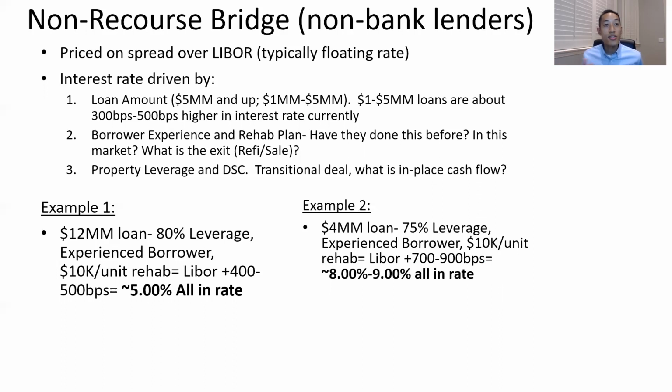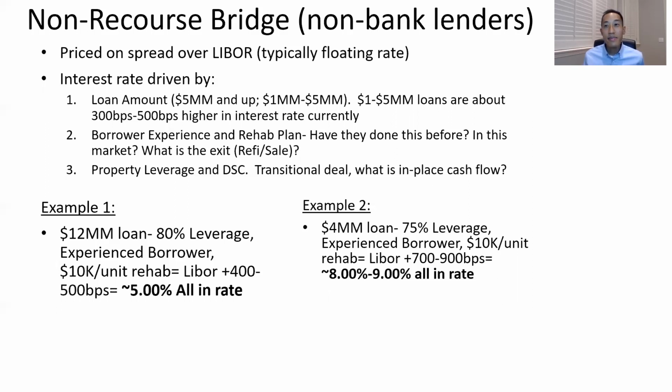And so interest rate is driven by a couple things. First off, loan amount. So when I was at GE Capital, we didn't really do any loans under 5 million. So 5 million is really the threshold. So you want to do bridge loans above 5 million, because once you get down into that 1 to 5 million, these loans are about 300 to 500 basis points higher in interest rate.